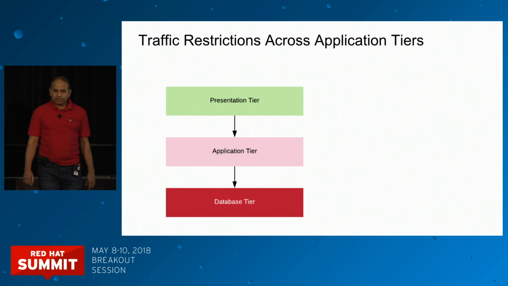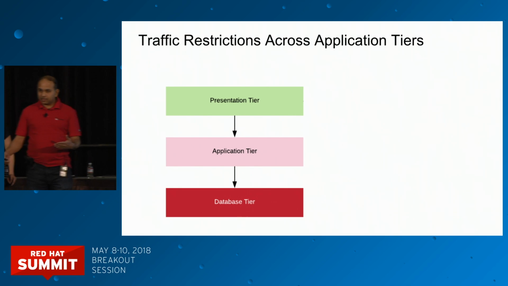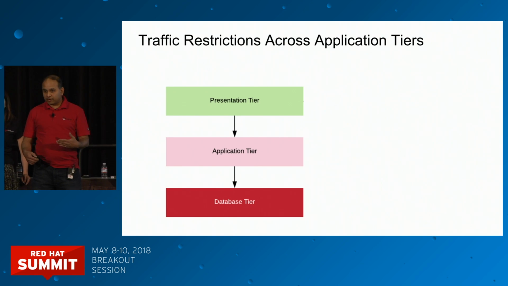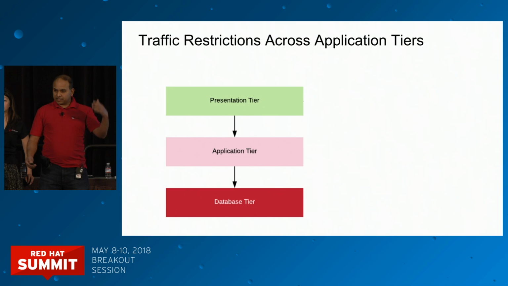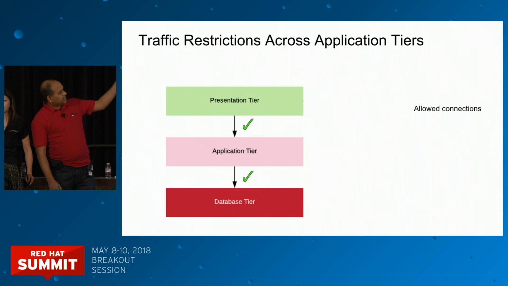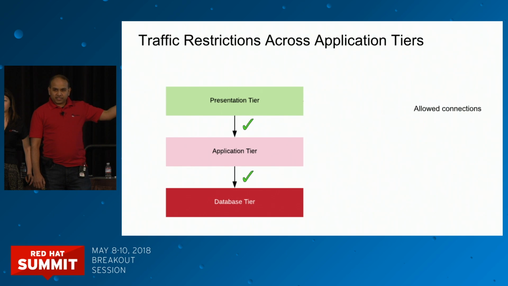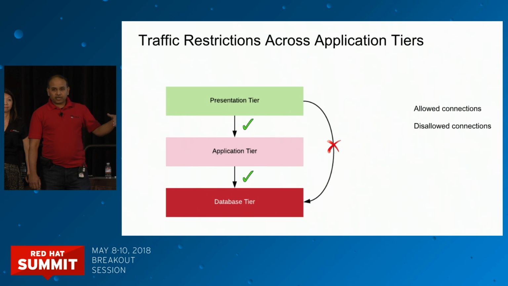So usually, traditional applications, or applications that we have been building so far, are divided into different tiers: presentation tier, application tier, database tier. A presentation tier typically calls the application tier, which calls the data tier. This is all known, right? And certain connections are not allowed. Your presentation tier should not be talking to the database directly.